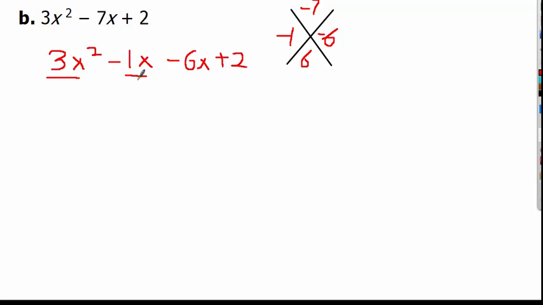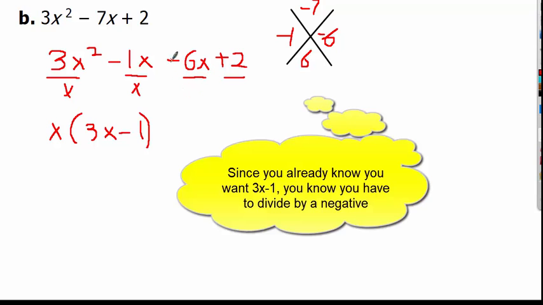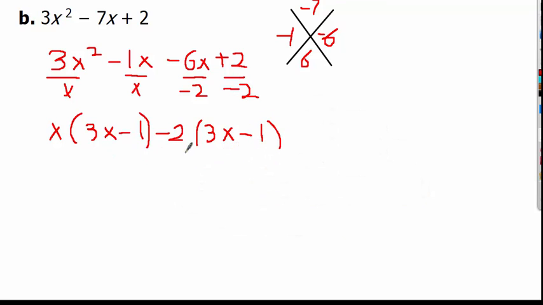First 2 are divisible by x, putting the x out in front, gives me 3x minus 1. These two I can factor out. So because this is a negative here, I'm actually going to factor out a negative 2. So that means negative 2 here. Negative divided by a negative is positive. Positive divided by a negative is negative. The 2 parentheses are the same. 3x minus 1.